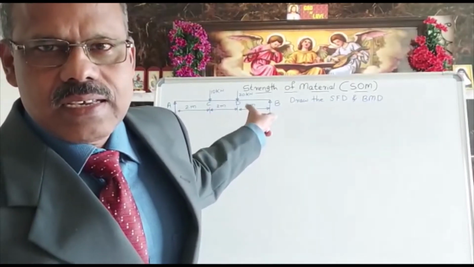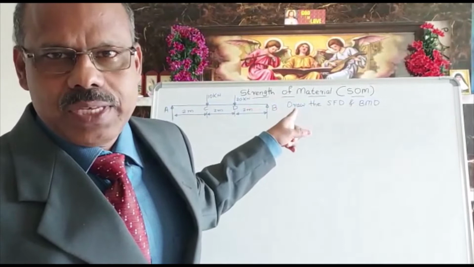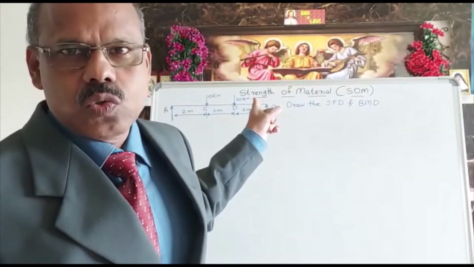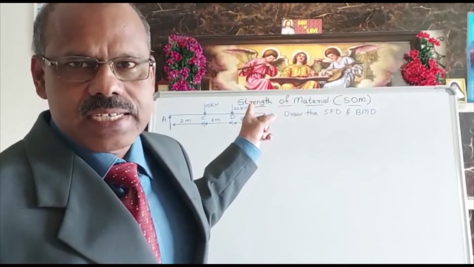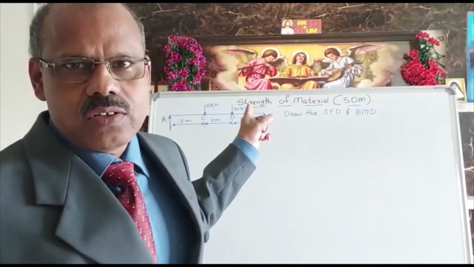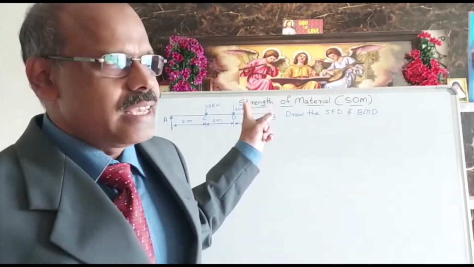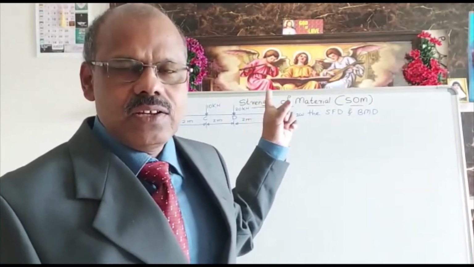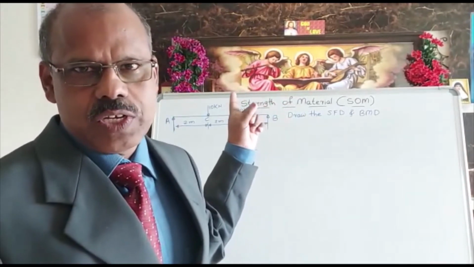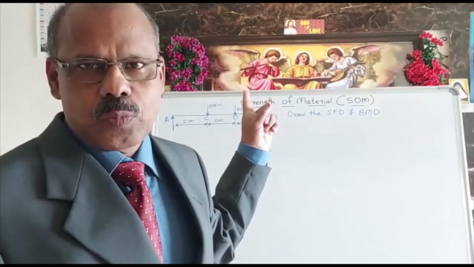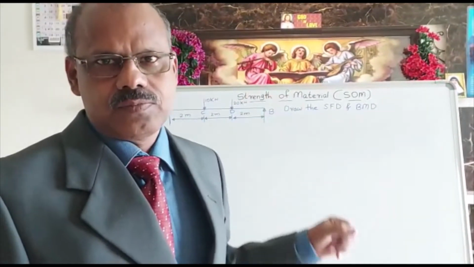This is a simply supported beam having support at A and B, and two concentrated forces or point loads of 10 kilonewton as well as 20 kilonewton are given there. 10 kilonewton at the point C and 20 kilonewton at the point D. The distance between each point or each location is 2 meter.